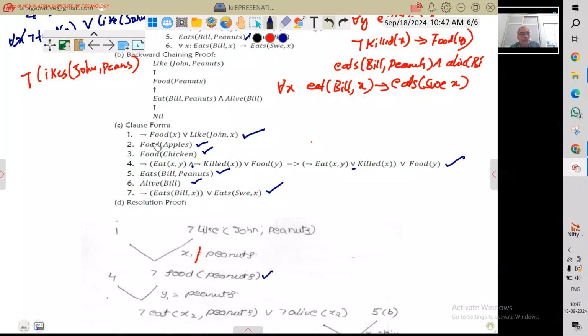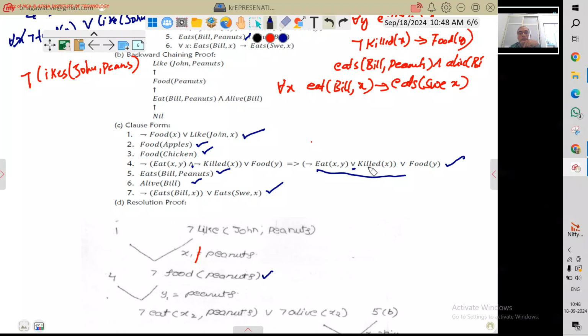Now again you check, can we cancel food of peanuts here? Negation food of peanuts. We have food here, but apple is there, so we cannot. It is a constant, you cannot replace apple with peanuts. Unification you have seen in the first step. Whenever there is a constant you cannot replace it, neither can you replace this.